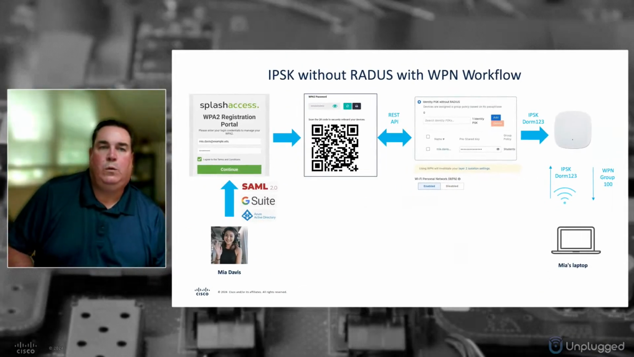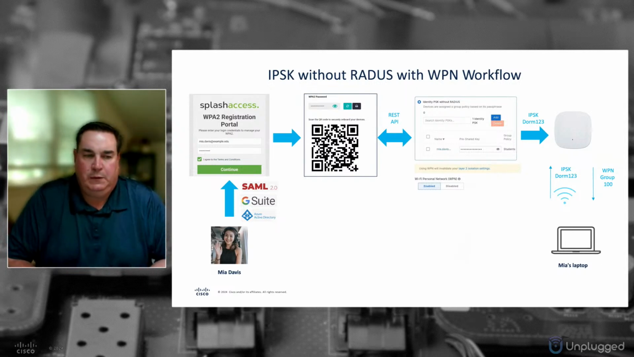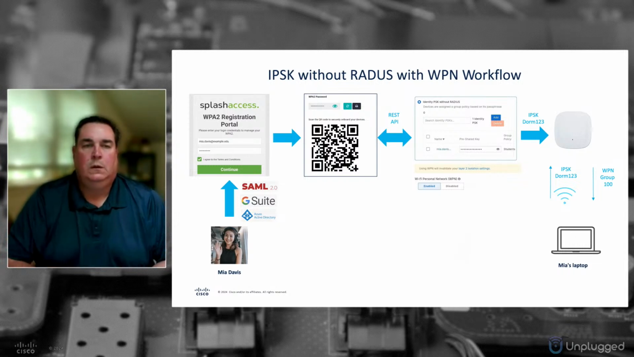Okay, so let's talk through a quick example here of how this might work from a workflow perspective. So I've got a user here. This is Mia Davis. She's got her device that she wants to register. And this is sort of the workflow that she would go through to register that device on the network. So she's going to log into the Splash Access portal. It's a cloud-based portal that's sitting out there.